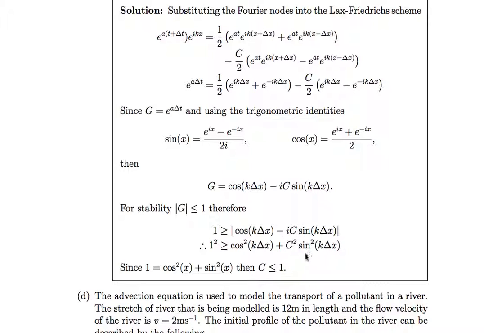Sine squared is between 0 and 1, and c squared is going to be a positive number as well. But because cos and sine are out of phase by pi over 2, cos squared plus sine squared is equal to 1, a well-known identity. Therefore c must be less than or equal to 1. So this shows that the Lax-Friedrichs scheme is stable for values of c less than or equal to 1.